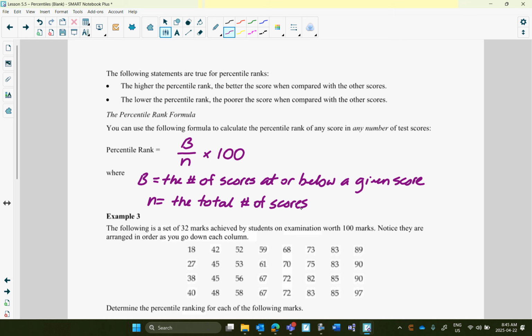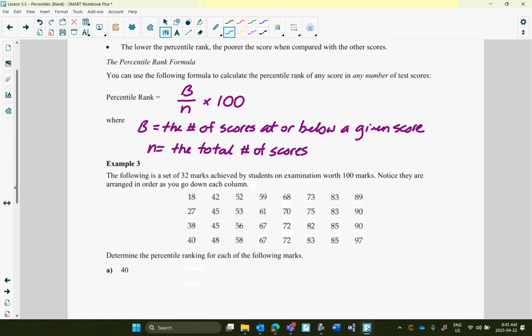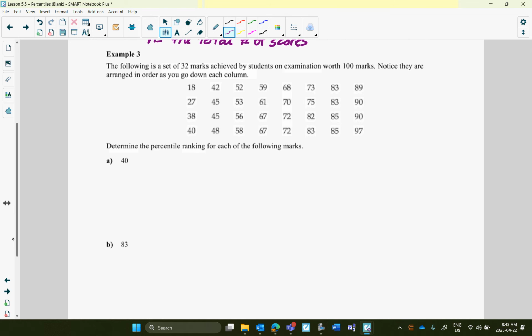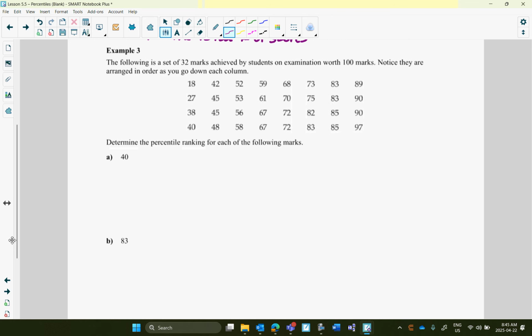So in our next example, we've got 32 marks achieved by students on an exam, out of 100. Notice they're arranged in order as you go down each column. It starts with the smallest and goes all the way up to the highest one. We want to find the percentile rank for each of the following marks. So for 40, we want to count how many marks were 40 or lower.